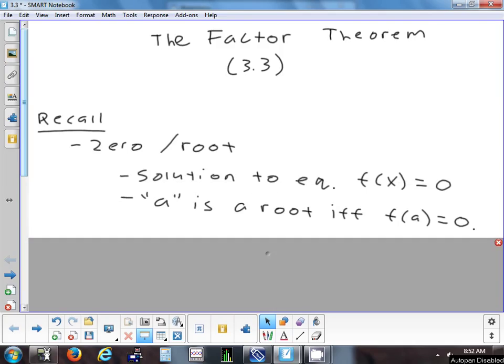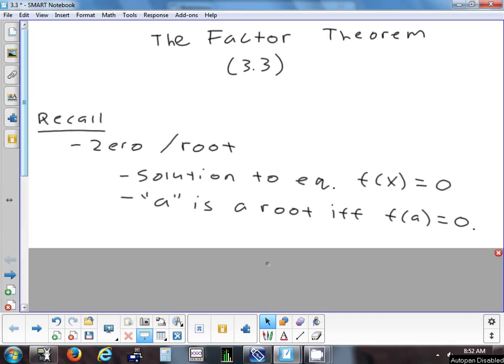Okay, so a couple ideas to just recall that we've talked about before. What is a zero or a root? The idea of a zero or a root is it's a value for x that if you plug it into the equation, you get 0 for y. So a zero or a root, it's an x value that when you plug it in, you get 0 for y.